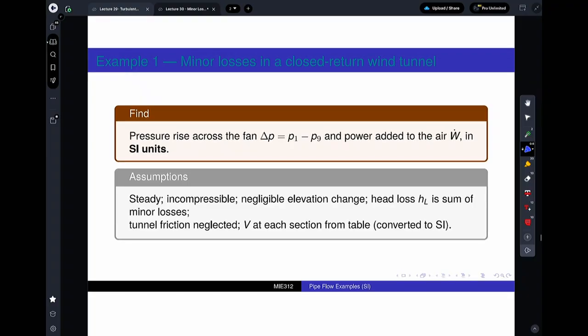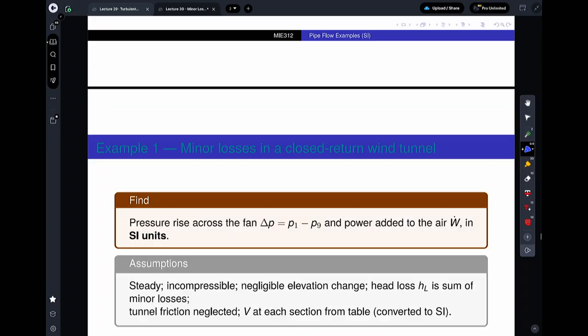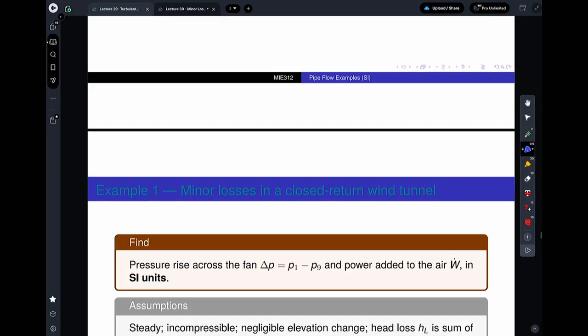And you're asked to find the pressure rise across that fan. If you remember, at the bottom there was a fan, flow was going through it, delta P, P1 minus P9, and the power added to the air in SI units. Steady, incompressible, negligible elevation change. Head loss is the sum of minor losses. Tunnel friction, V at each section of the table. One other thing: this is more like what we would ask on a final exam. So here's all the information, but that would be all it would be.